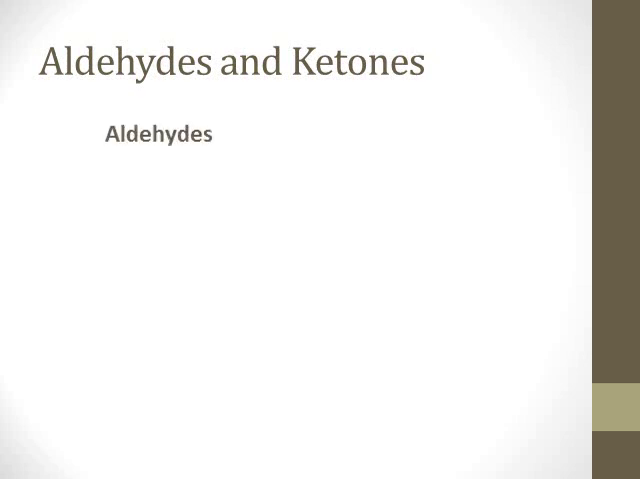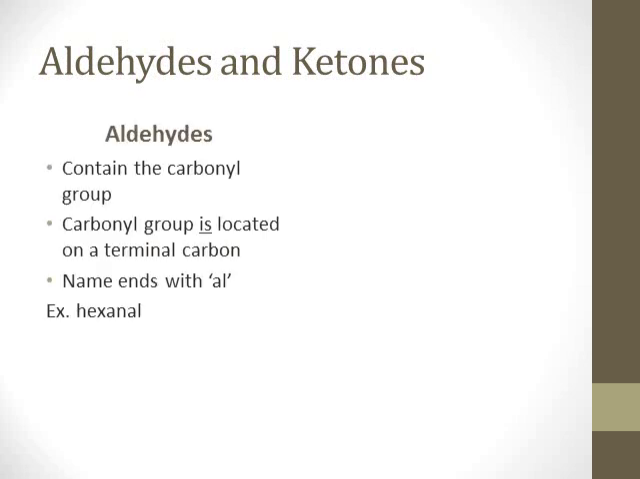Next, we're going to look at aldehydes and ketones. Both of these compounds are going to contain a carbonyl group. That was the carbon double bonded to an oxygen. In aldehydes, the carbonyl group is located on a terminal carbon, and when we're naming these, we use an "al" in the name. So an example at the bottom of the page is hexanal, "al" rather than "ol", so don't get it mixed up with alcohols.